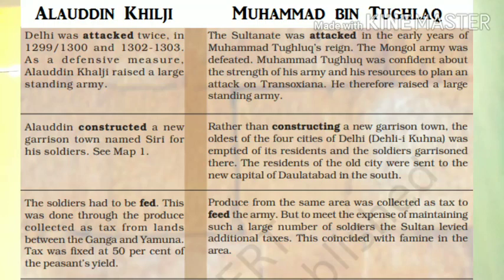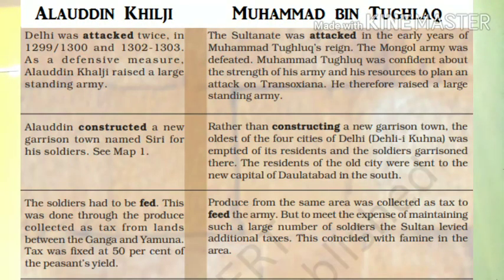Now, the third point says the soldiers had to be fed. Under Alauddin Khilji, the soldiers had to be fed. This was done through the produce collected as taxes from lands between the Ganga and the Yamuna. Tax was fixed at 50% of the peasant's yield. So, tax was remaining at what rate it was previously.